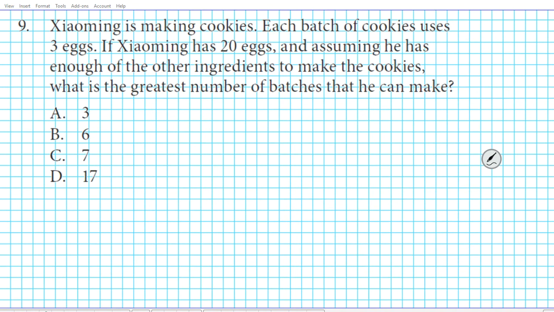Alright, let's take a look at question number 9. It reads, Xiaoming is making cookies. Each batch of cookies uses 3 eggs. If Xiaoming has 20 eggs, and assuming he has enough of the other ingredients to make the cookies, what is the greatest number of batches that he can make?